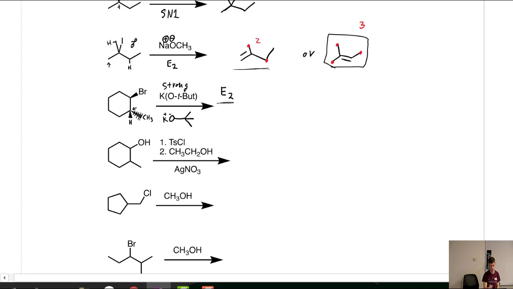The other thing we know is that we don't actually want the Zaitsev product. We want the Hofmann product, but we only have one other option, right? And that's this guy here. There is a hydrogen here, right? There's also one on a wedge. So we're going to take this guy off and eliminate there. So let's go ahead and draw the product. And then this carbon is still on a dash because we didn't affect anything there.